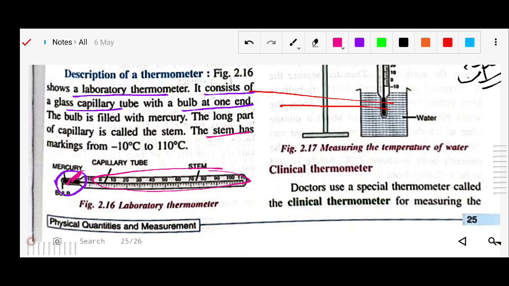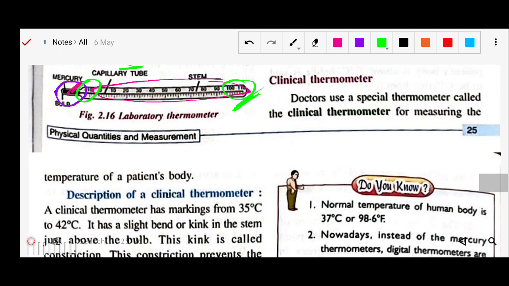The stem has markings from minus 10 to 110. As you can see here, it starts from minus 10 and goes to 110. The maximum is 110 and the minimum marking is minus 10 degree Celsius. And how does it work, that we'll see.